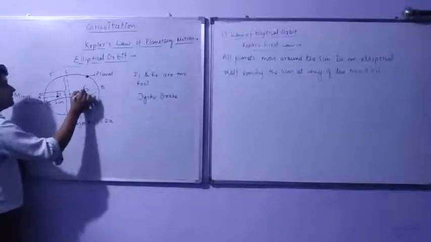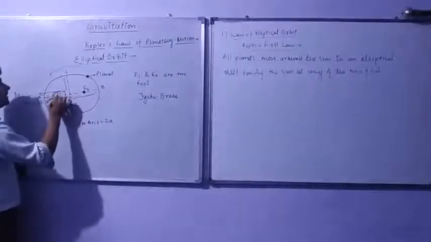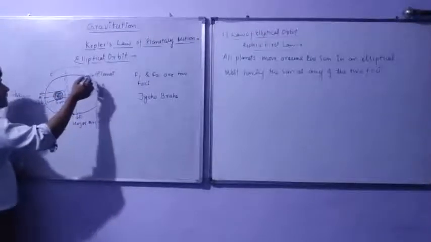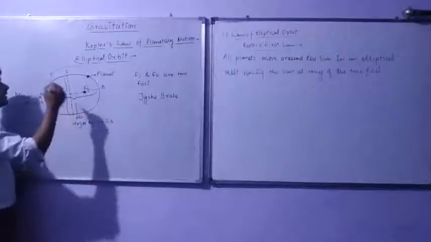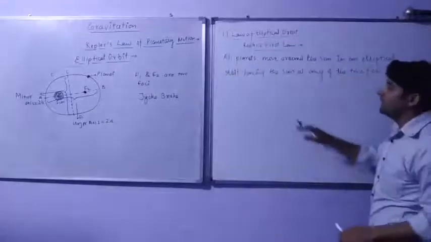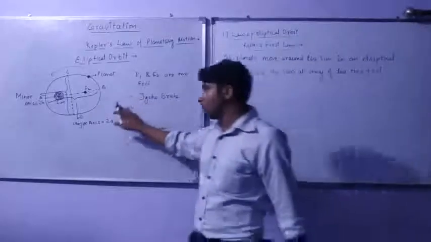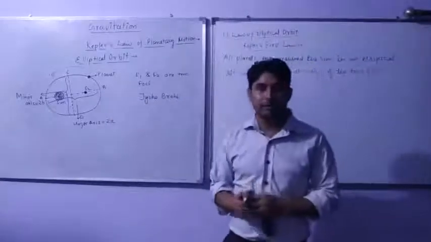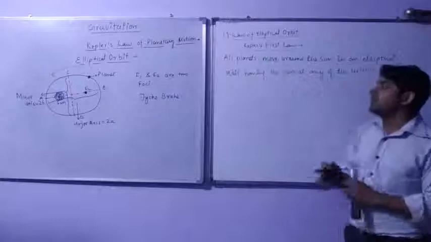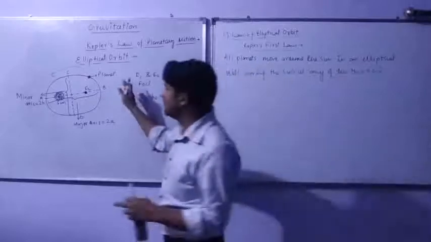Let's say we will draw the sun larger in size like this. This will be the sun and these will be our planets. It may be Earth, Venus, Saturn or any other planet. The first law says all planets move around the sun in an elliptical orbit having the sun at any of the two foci. This I have drawn. Whenever you are doing this question in your exam, you must draw this orbit when you are writing the first law. In the first law, this figure always has to be mentioned, and in this you will mention all these details.